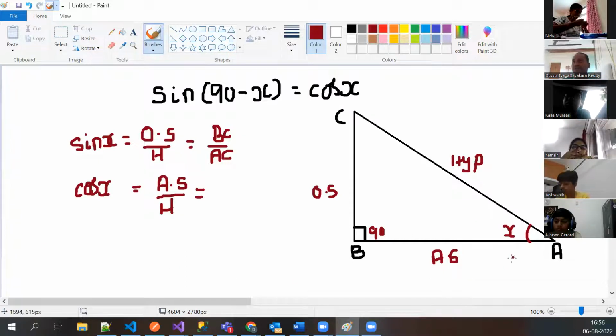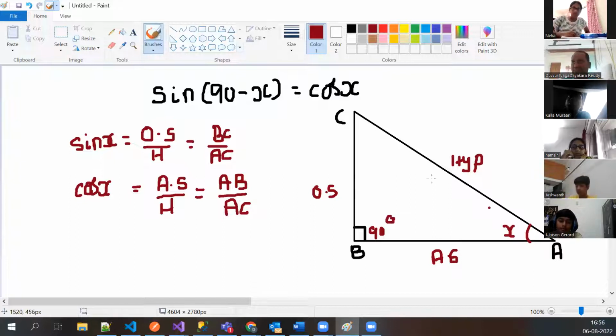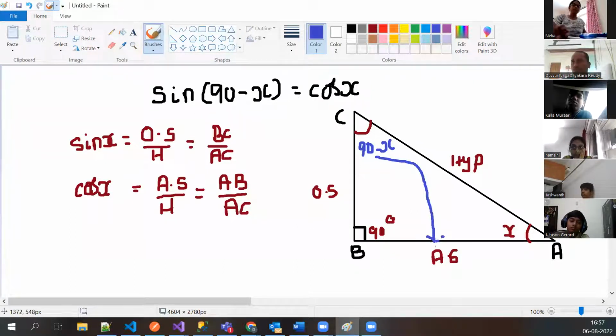Adjacent side value is AB by hypotenuse value AC. Is it clear, everyone? Till now? John Babu? Yes, sir. Now this is 90 degrees and this is X. Then what about this angle? Because in a triangle, one angle is 90, so the sum of these two will be 90. Already this is X, so this is going to be 90 minus X. Now the opposite of this one is nothing but AB. So AB will become the opposite side, right? This is the opposite side and this is the adjacent side. Of course, the hypotenuse is the same.